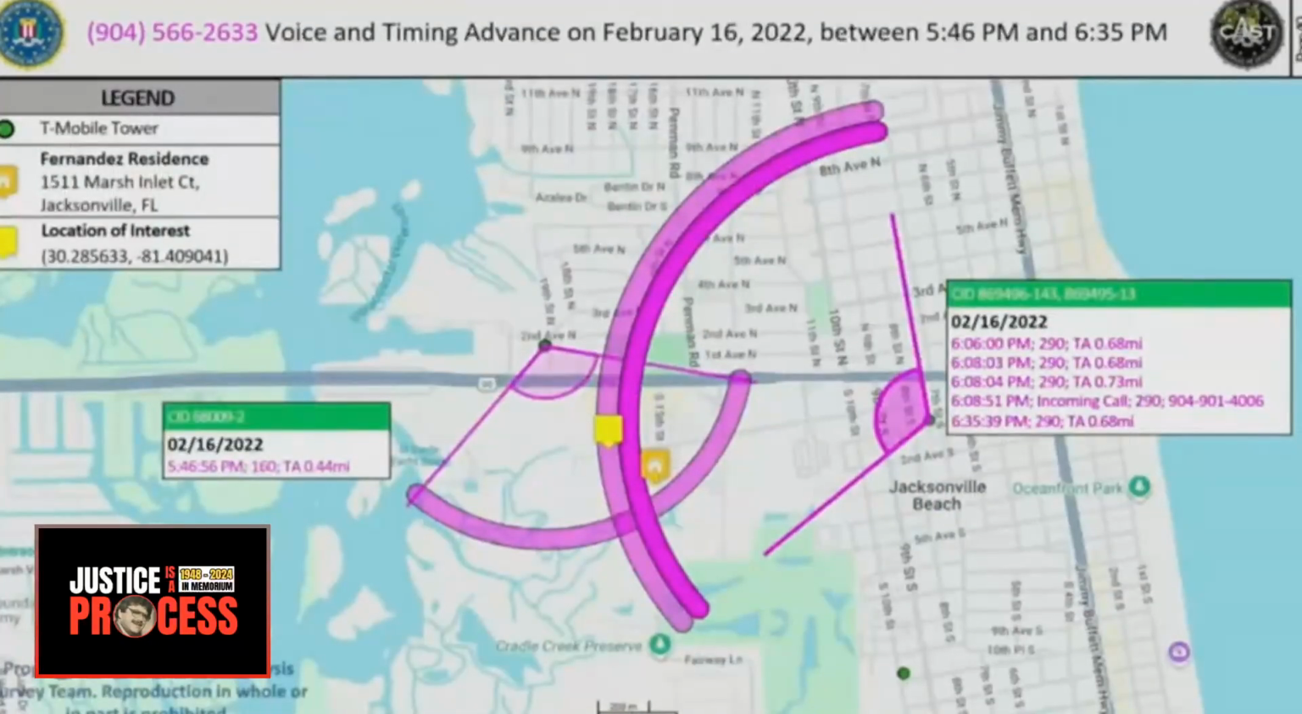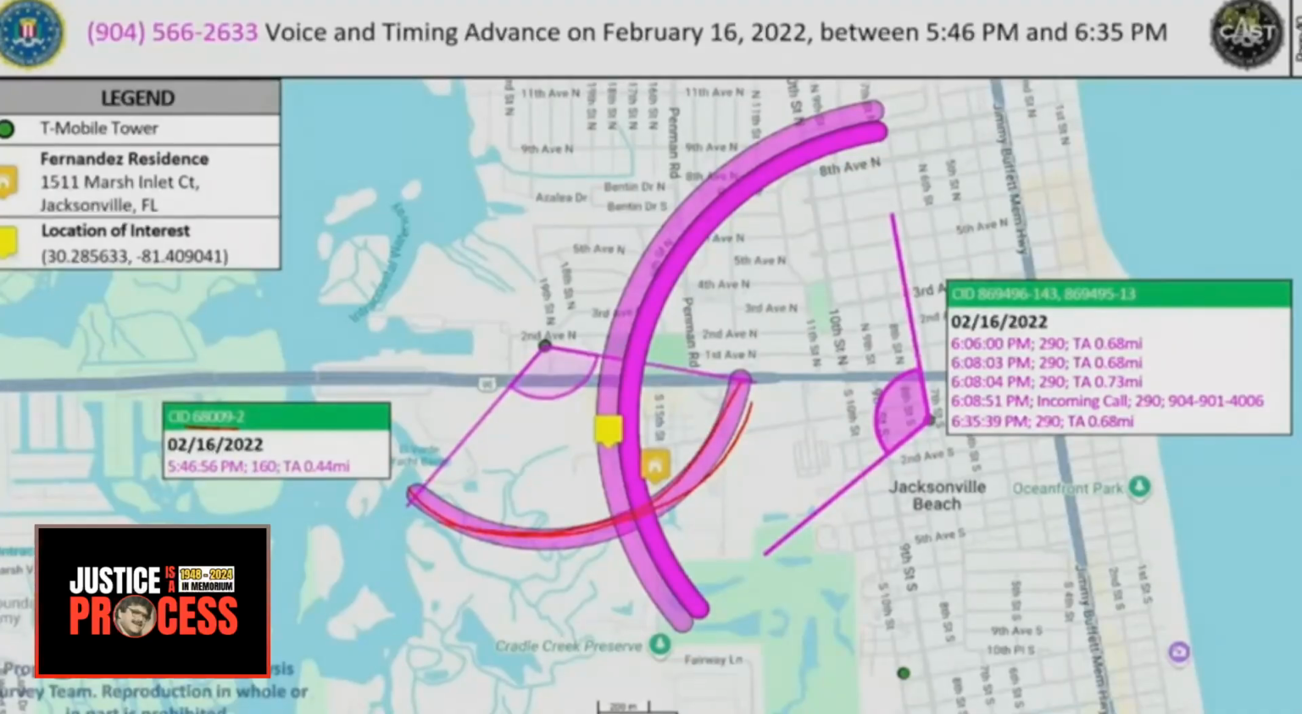We have here timing advance data on slide 40 between 5:46 and 6:35 p.m. And what does the data indicate to you on this slide? There are 2 towers with timing advance signaling with 2633, the target cell phone, and ping. It begins at 5:46 with an event utilizing tower and sector 68009, with the timing advance measurement here just to the south. That crosses visually just to the south of the residence flag.